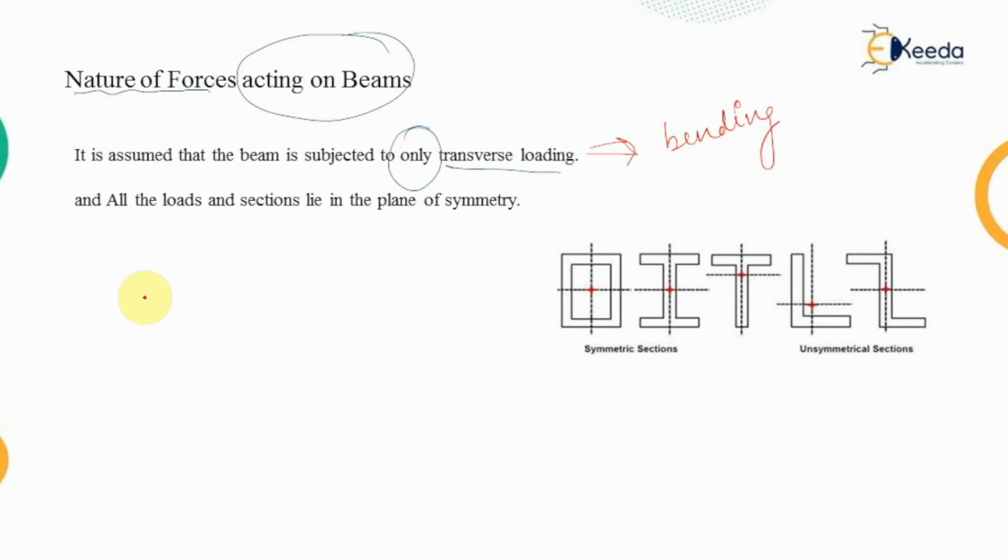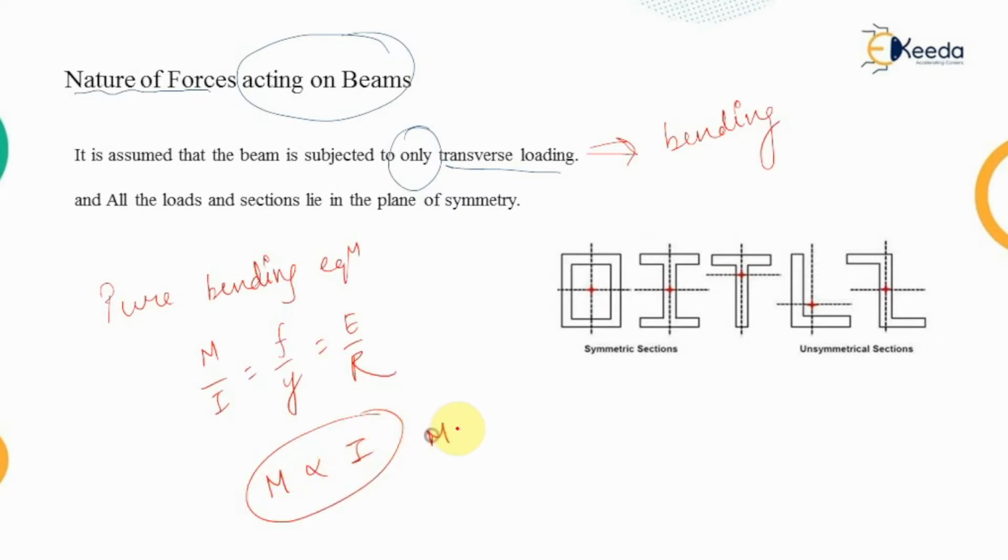And as we know from the pure bending equation that we have studied in strength of materials, the pure bending equation says that M upon I is equal to F upon Y is equal to E by R. Now from here, if we check, M can be written in the form of F into I by Y, so M is proportional to I, or the stress is inversely proportional to the moment of inertia.